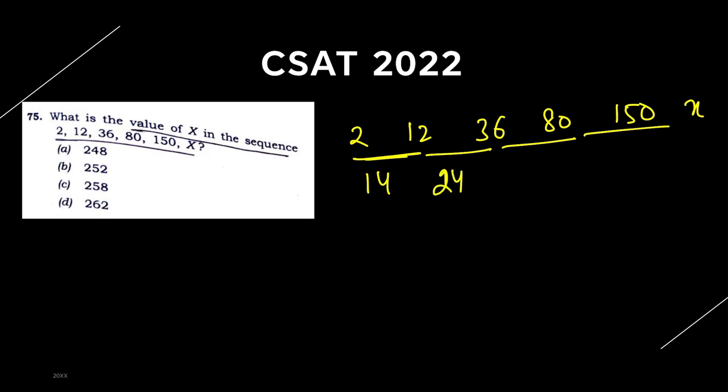36 minus 12 is 24. Now after that, we will see 80 minus 36. You will get 44. Then after that, 150 minus 80 will come out to be 70. Now, is there a pattern forming? No. 14, 24, 44, 70. No, there is no specific pattern in the difference. So difference will not work for us.